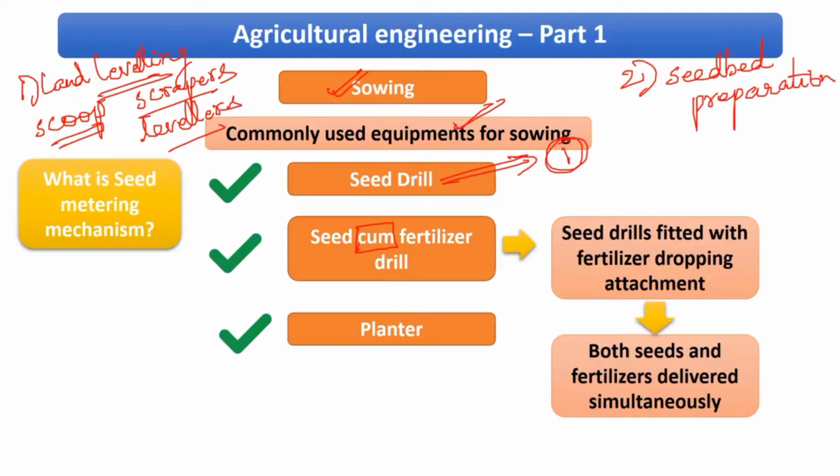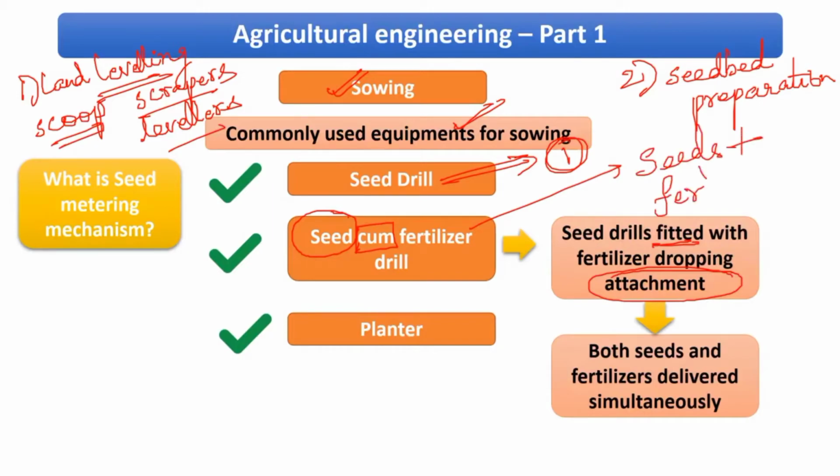So what is it? Along with the seed placement, you also have fertilizers being dropped, or sprayed, or applied. We will see how it is done. So basically when I say seed cum fertilizer drill, I mean seed drills fitted with a fertilizer dropping attachment. And one more important thing, both these seeds plus fertilizers are applied or delivered simultaneously, right?